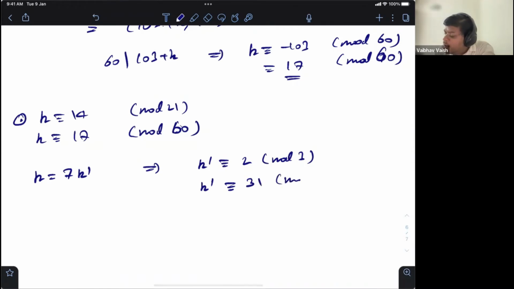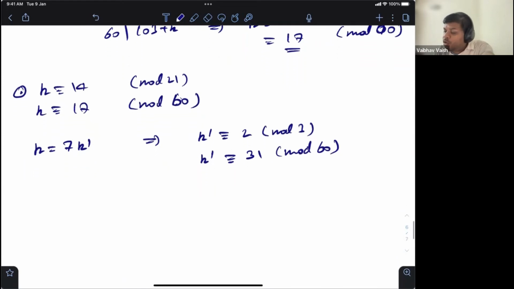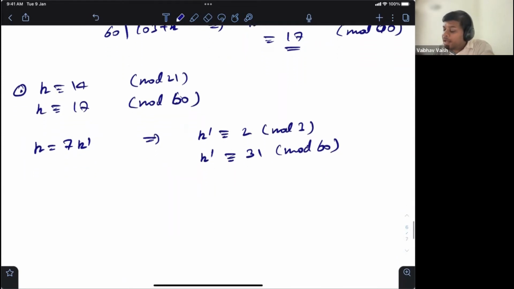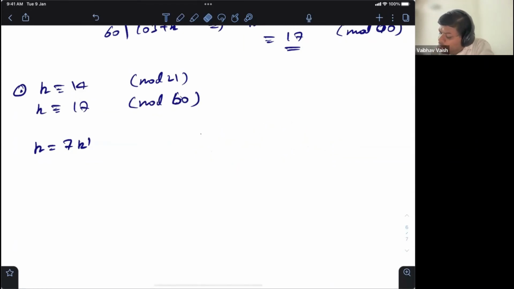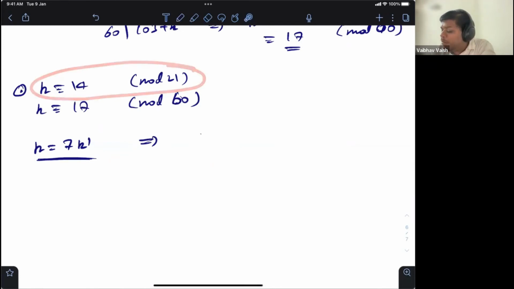31 mod 60. Anyway, eventually if you do the problem, yeah, is this clear? Okay, let me not skip the steps and just do it. So k equals 7k prime. This implies that, why am I saying k equals 7k prime? Because k is congruent to 14 mod 21. So k minus 14 is divisible by 21, in particular by 7, and 14 divisible by 7 implies k is divisible by 7.